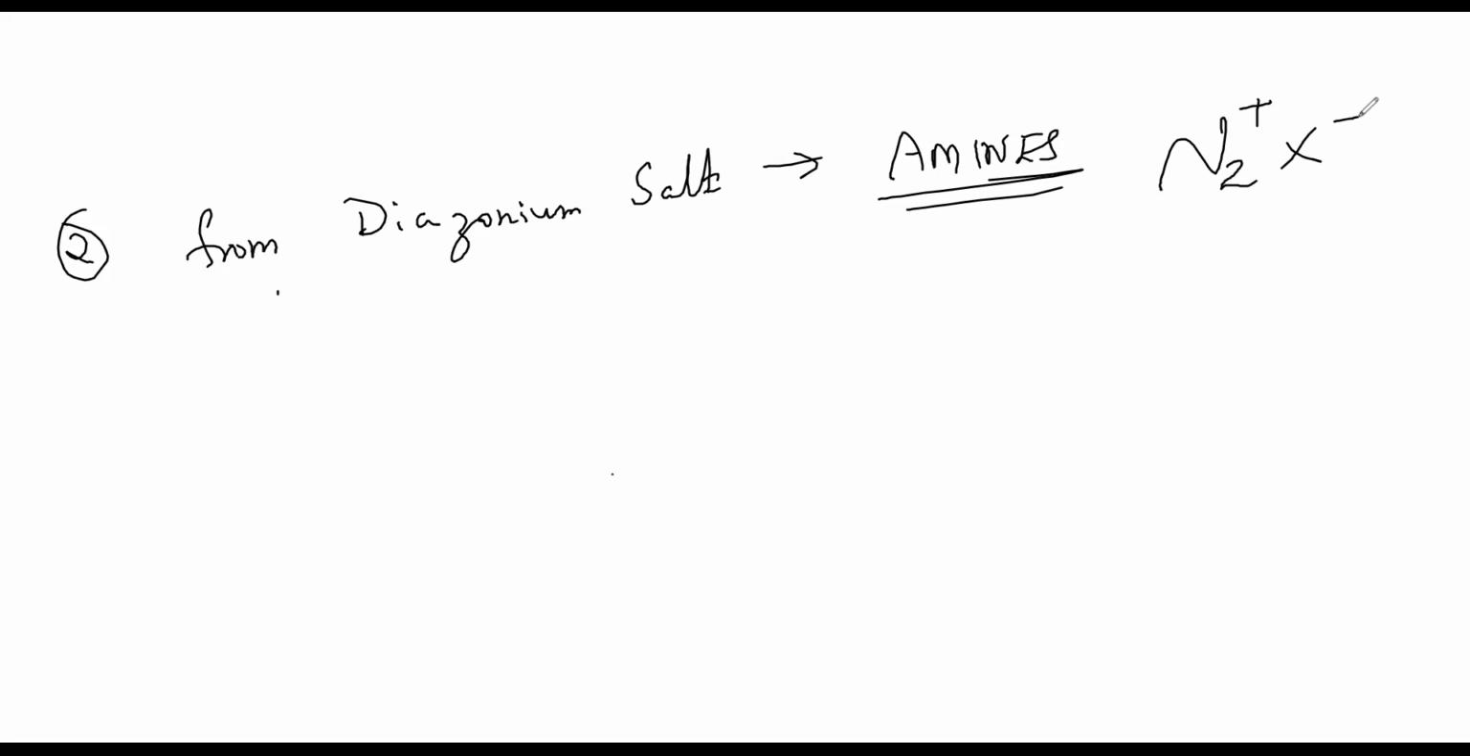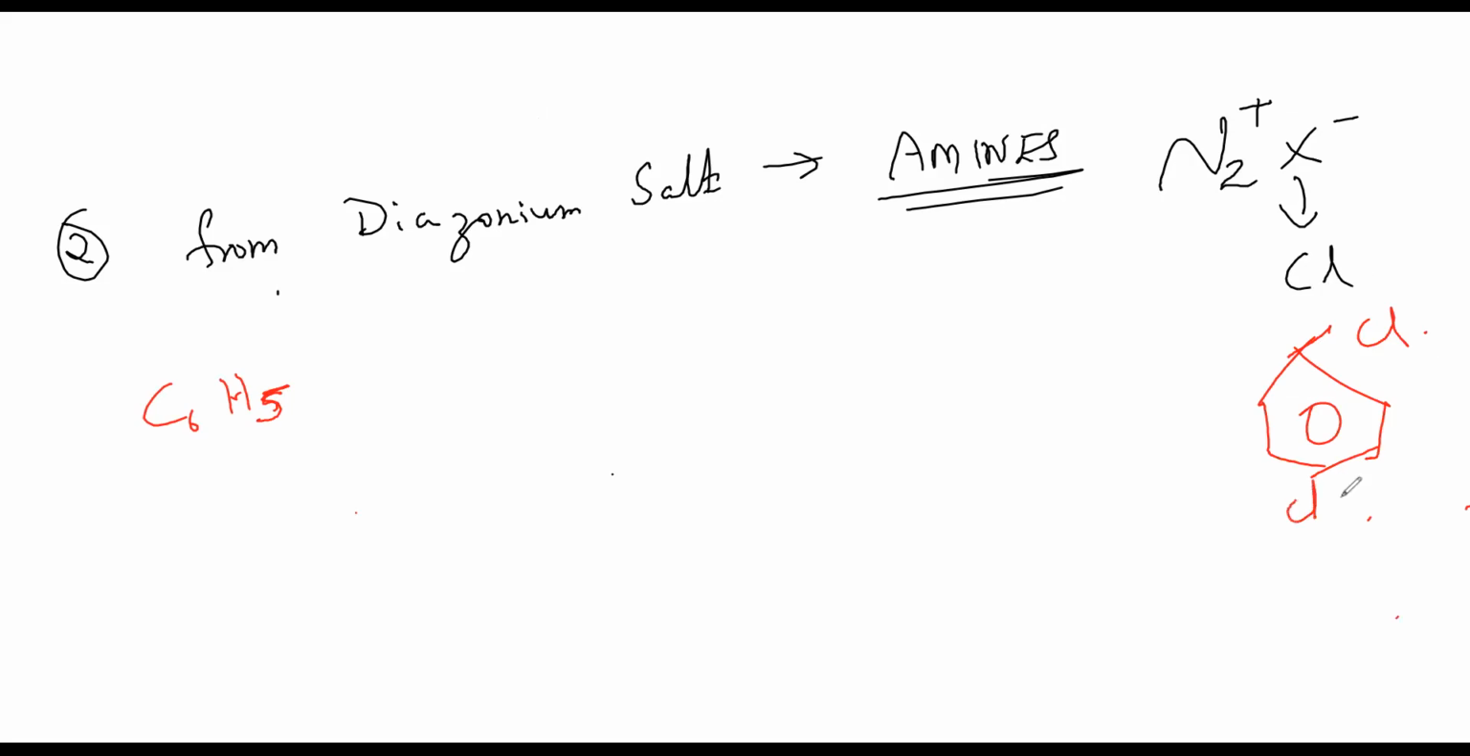How do we prepare from diazonium salt? This X can be halogen, chlorine, iodine, or whatever it is. Let's see some examples, then you will be able to understand. First example, C6H5. C6H6 is benzene. If one of the hydrogens is replaced by chlorine, that is chlorobenzene.